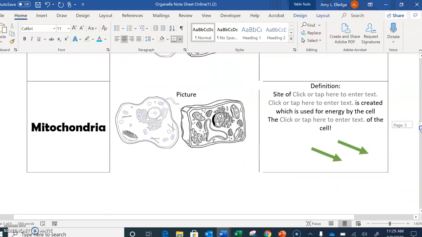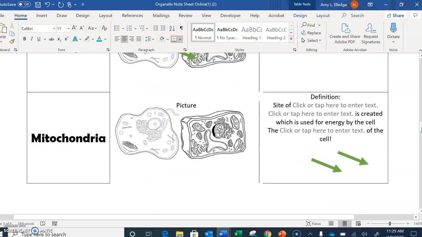All right, then we got the mighty mitochondria.